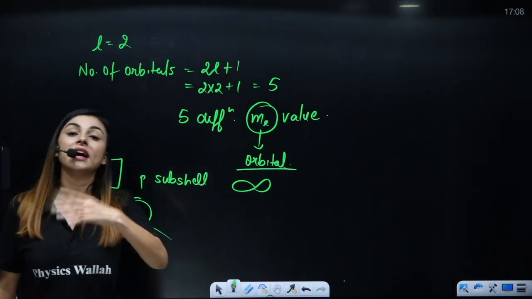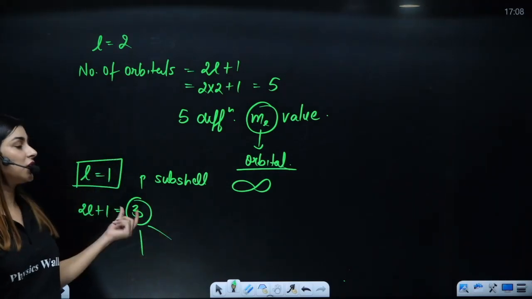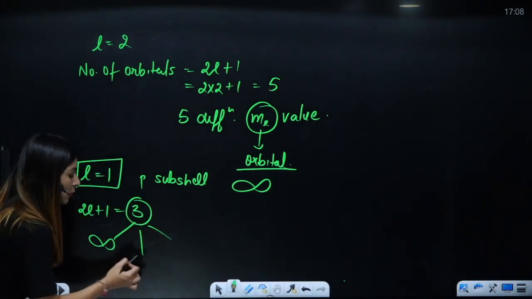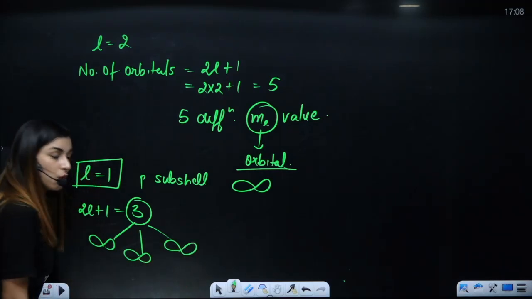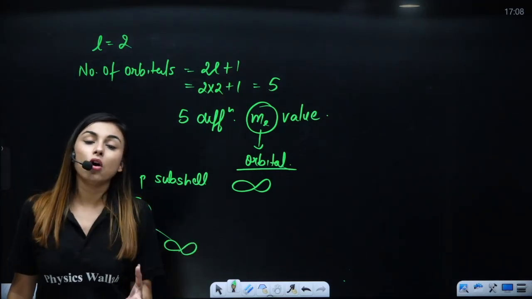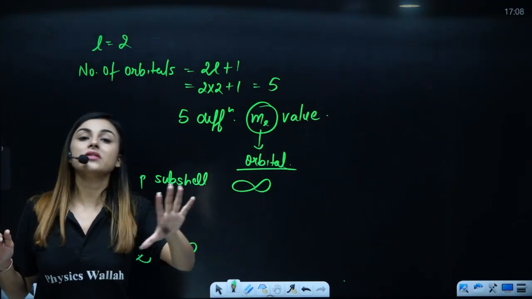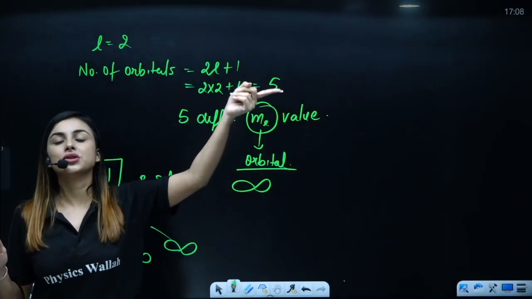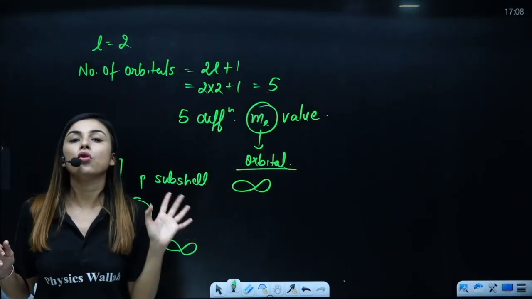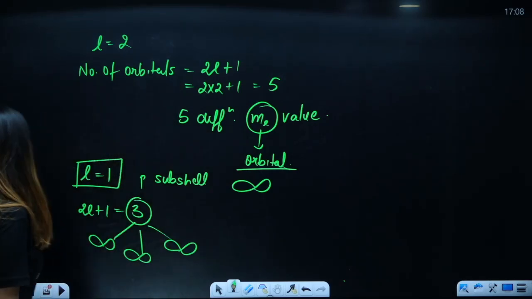All the orbitals will have the same shape. In a P subshell, you will have all the dumbbell shaped orbitals. Similarly, if you have L is equal to 2, then you will have 5 orbitals and all the 5 orbitals will be double dumbbell shape. So, the shape of all the orbitals is the same.